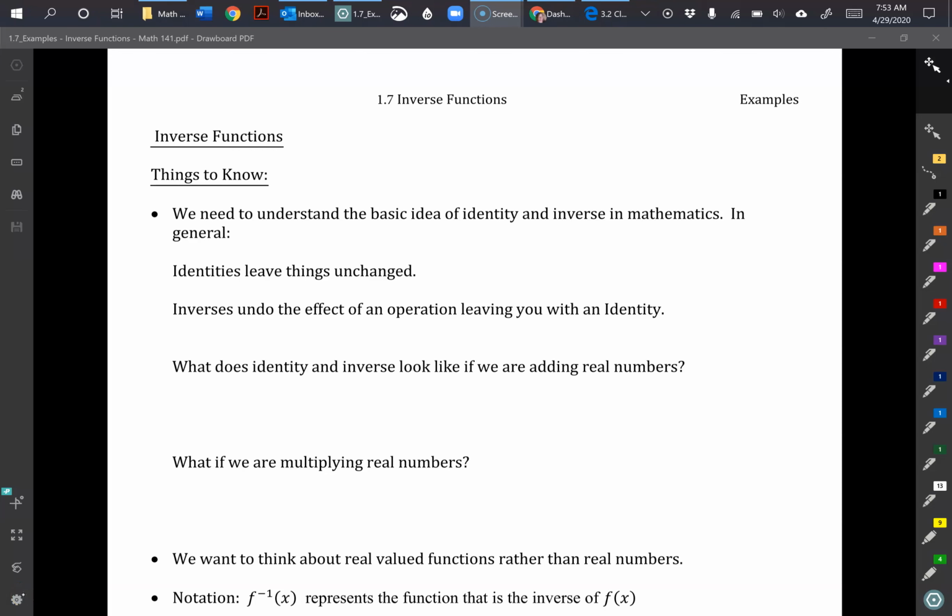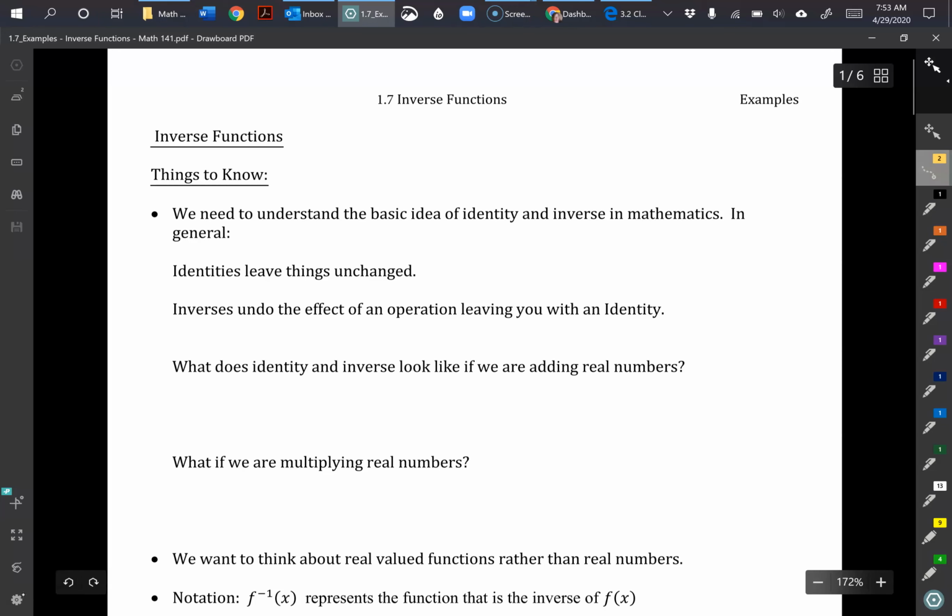Okay, in this video, we're going to go over inverse functions. This is the introduction part, things to know. We need to understand the basic idea of identity and inverse in mathematics in general. We're going to look at these things. Identities leave things unchanged. Inverses undo the effect of an operation leaving you with an identity.